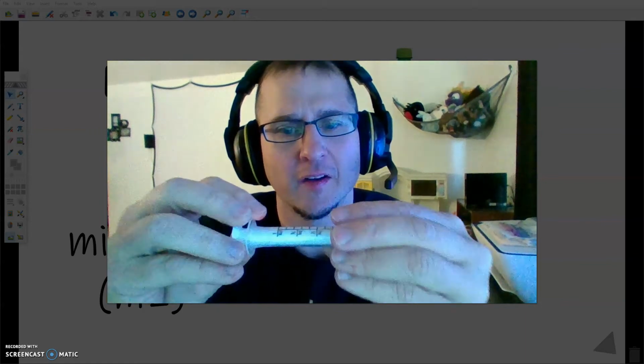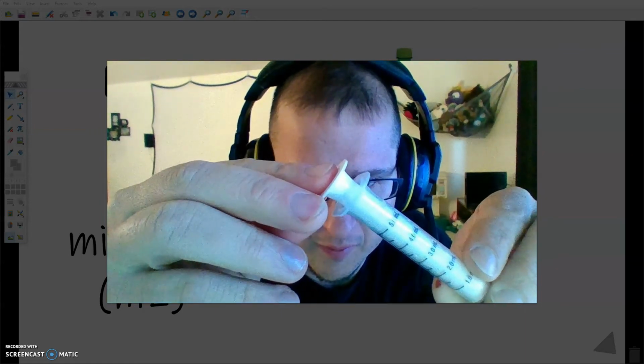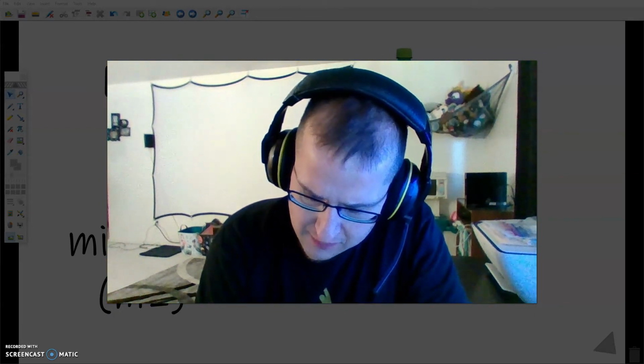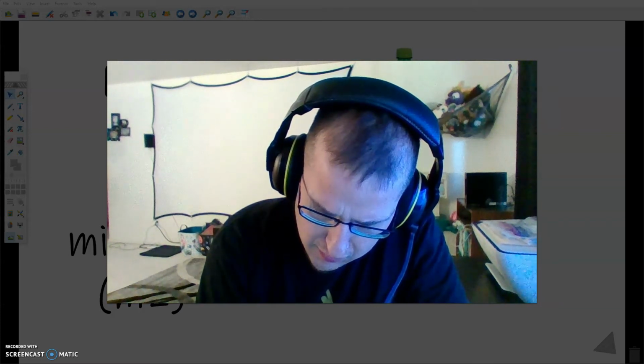Now you'll notice this medicine dropper is 5 milliliters. Okay, so if I fill that all the way up, currently that has 5 milliliters of liquid in it. So if you want to know how big 1 milliliter is, squeeze.